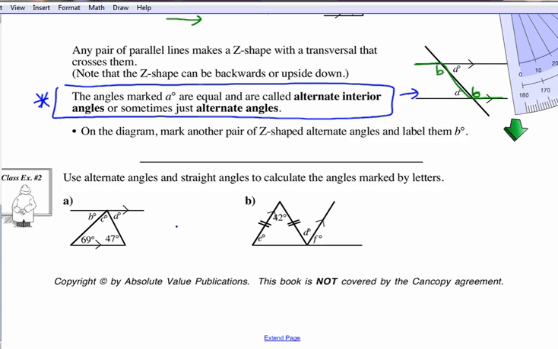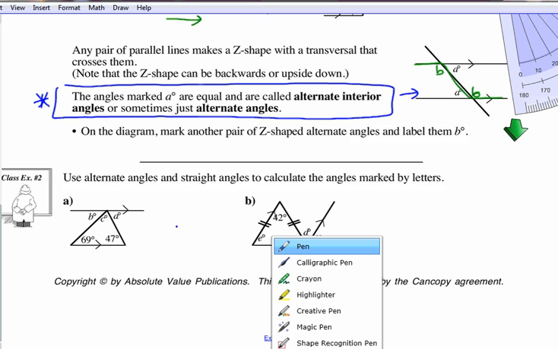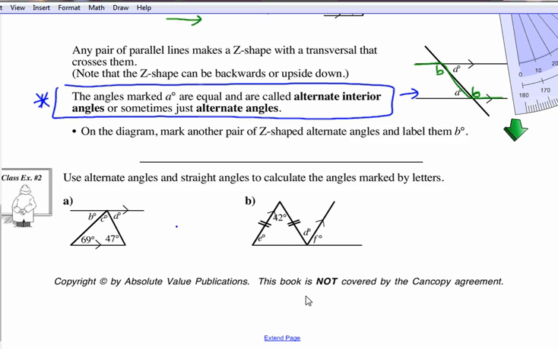So we start with a parallel line. I'm just going to grab my highlighter here. So here's parallel, and we want to go down the transversal and then along the parallel again. And so B is interior alternate with 69. So B equals 69 degrees. What's the reason? Put it in brackets: interior alternate angles.